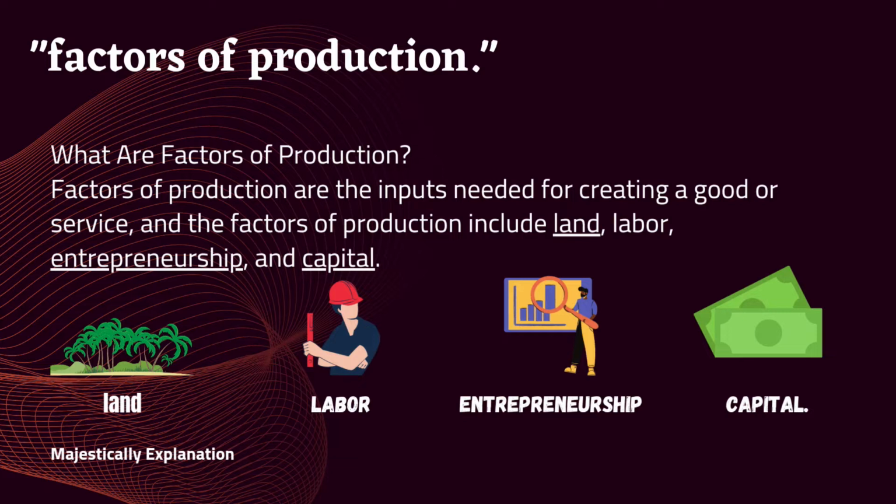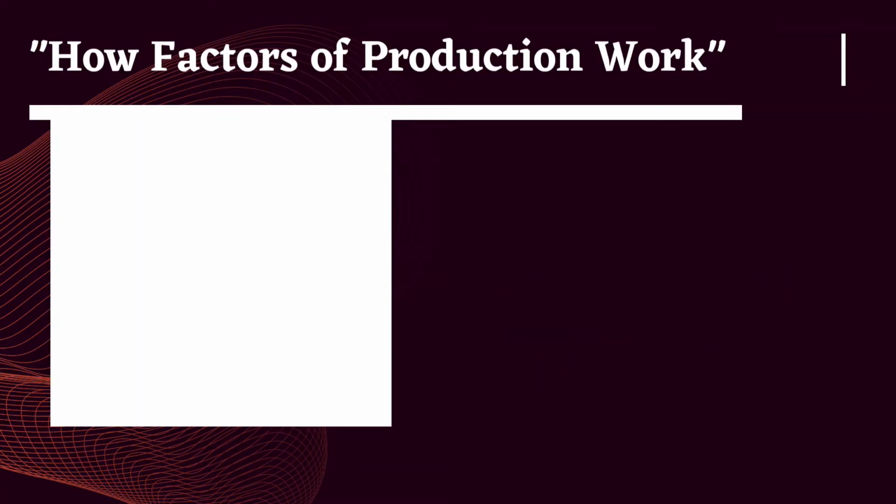Factors of production. What are factors of production? Factors of production are the inputs needed for creating a good or service, and factors of production include land, labor, entrepreneurship, and capital. As I have given some examples, you can easily understand what the factors of production are. In upcoming slides, I will be explaining.